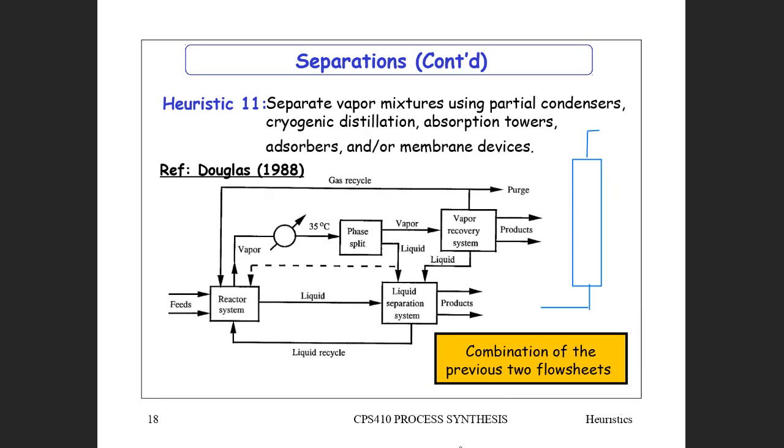So we are done with heuristic 11. Let's just go through it again. We talked about separating vapor mixtures using partial condensers, cryogenic distillation, adsorption towers, adsorbers, and or membrane devices. Membrane devices we have spoken about. I do want to speak a little bit more about membrane devices.